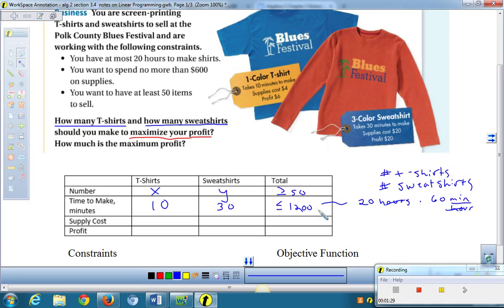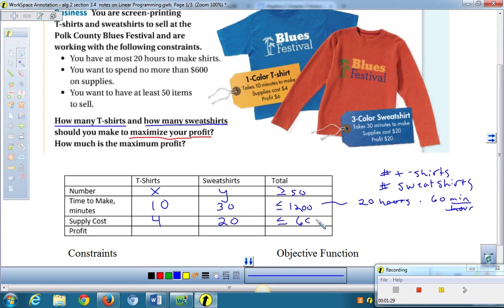All right, supply cost for t-shirts. The supply cost for t-shirts is $4. And the supply cost for sweatshirts is $20. Is there a restriction on supplies? You want to spend no more than $600 on supplies. So what do we write? Less than or equal to. Very good.